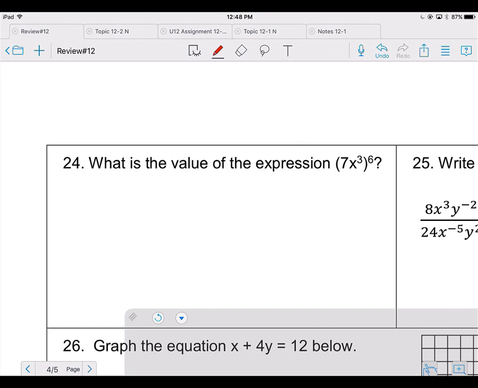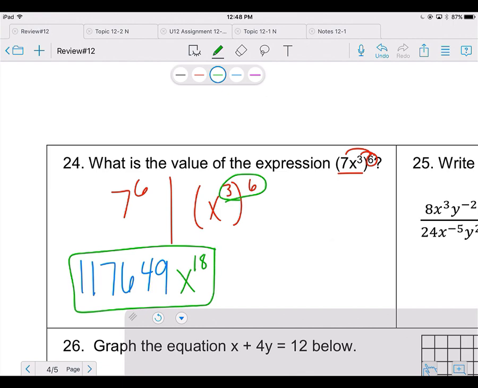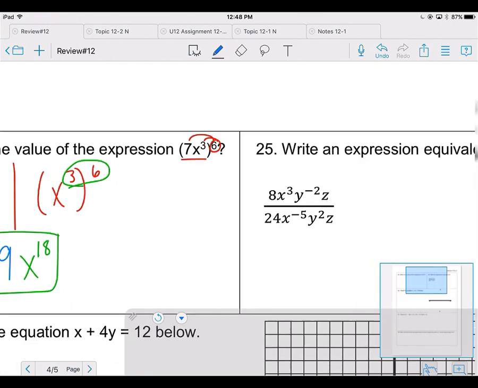24 is a review question. It asks us to evaluate the expression of 7x cubed, all to the sixth. So you can write this out 6 times, or you can distribute. 7 gets a 6, and x cubed gets a 6. 7 to the 6 we put into our calculator, and we get 117,649. These are piggybacked or right on top of each other, so 3 times 6 is 18. And again, remember, you can stamp it out, write that thing out 6 times, and figure it out the same way.